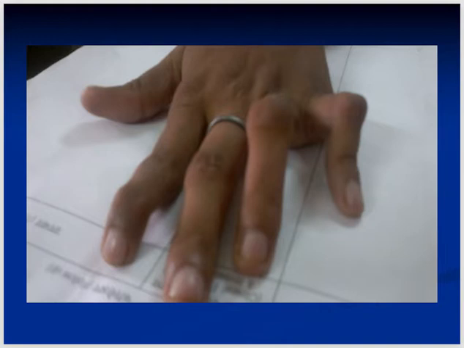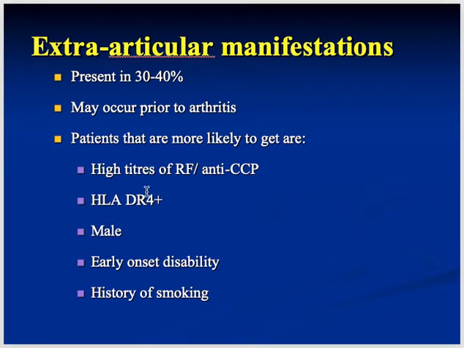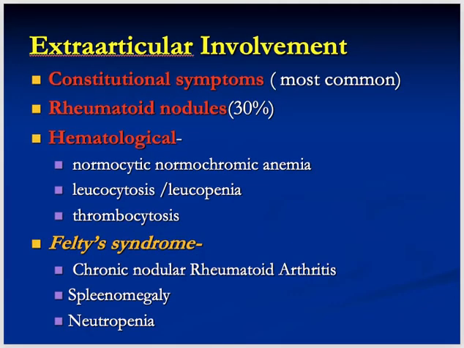So, extraarticular features, guys. They are not present in all of the patients, but they can present in many of the times. And they can present with anorexia, weight loss, fatigue, which are common. But the most typical extraarticular features, which I will show you, start from here. So constitutional symptoms, as I told you: they may have anorexia, fatigue, weight loss.